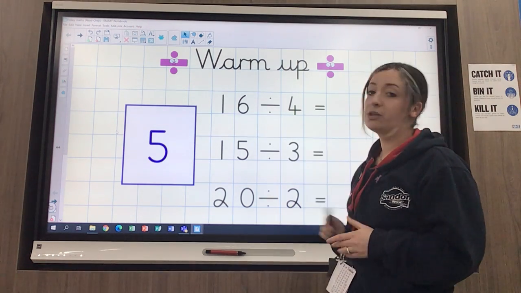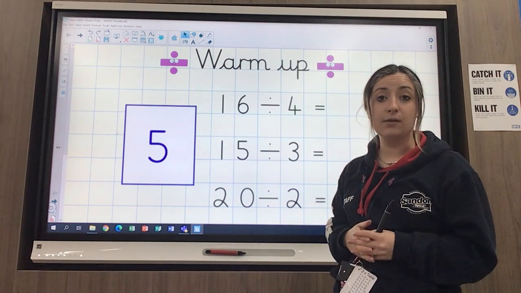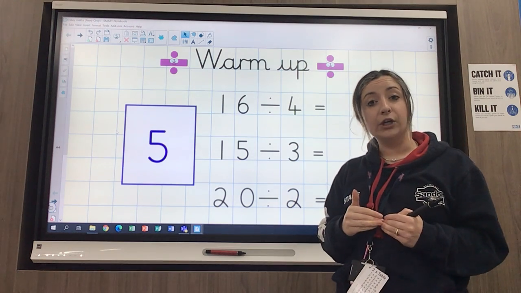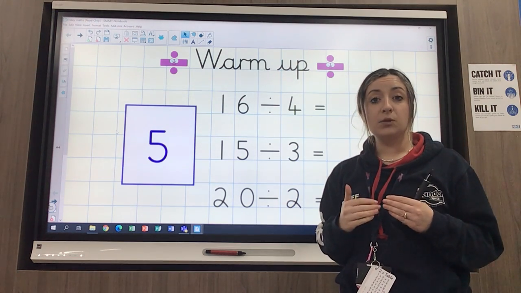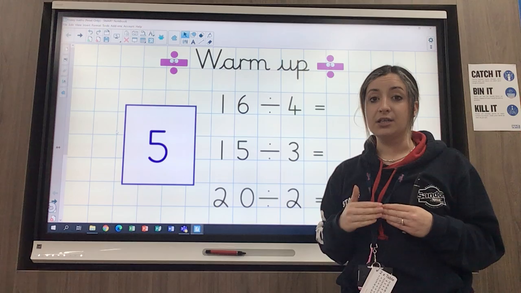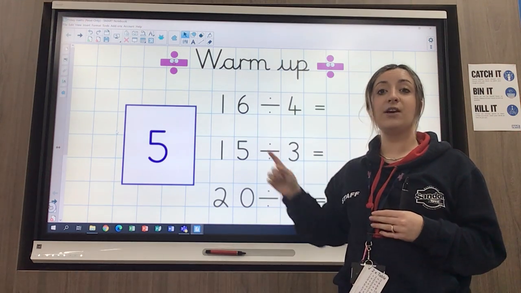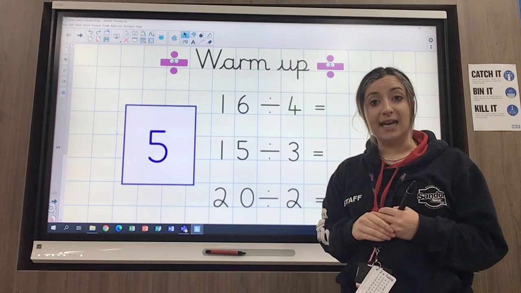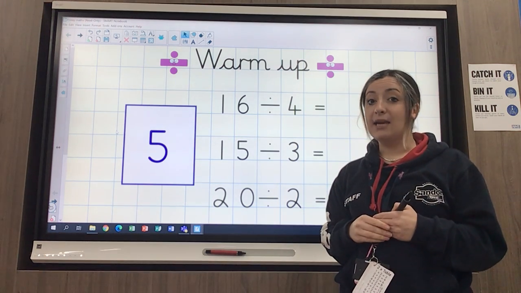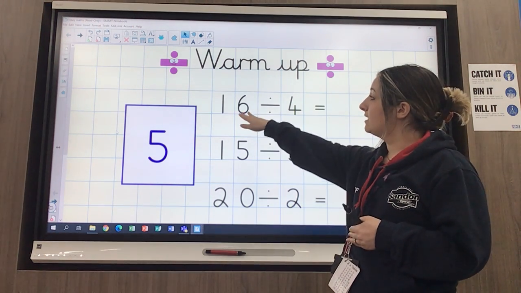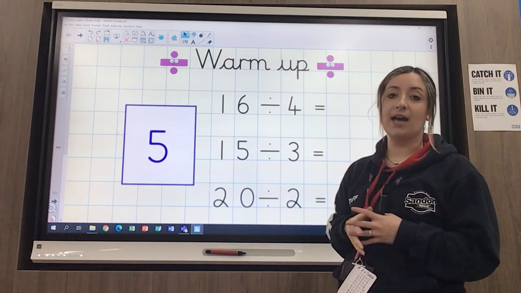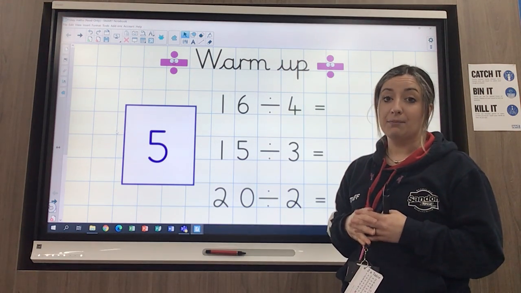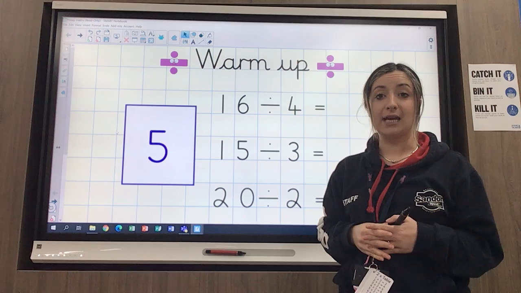Okay, so my first question is 16 divided by 4. Think about our learning from this week. How did we use the inverse method to work out what a division number sentence could be? So we used our times tables, didn't we? And which times table am I going to be using in this number sentence, 16 divided by 4? I'm going to be using my 4 times table, aren't I?